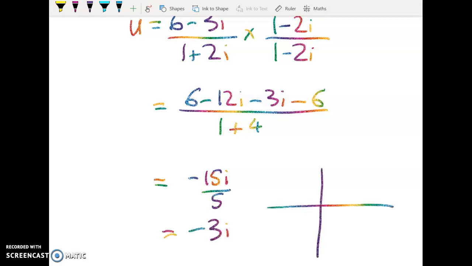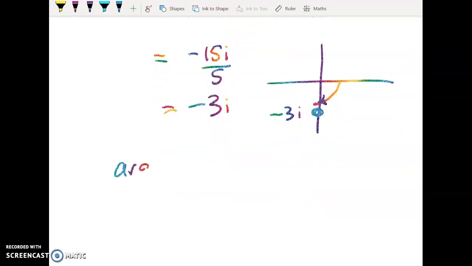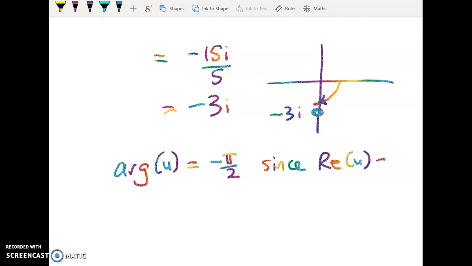Now the easiest way to do the next bit is to sketch that on an Argand diagram. So we've got negative 3i here, and we can see straight away that the argument is negative pi on 2. And if you want to write something there, you could say since the real part of u is equal to 0 and the imaginary part of u is negative. I think you probably don't need to say that much. I think a good diagram is worth doing in here. Okay, so that's the first bit.